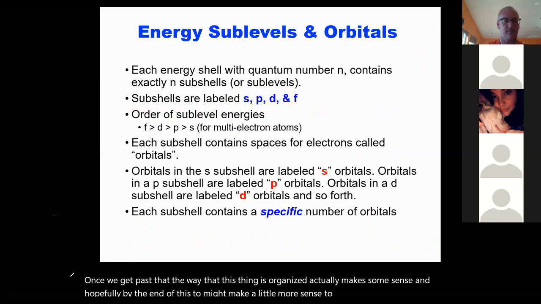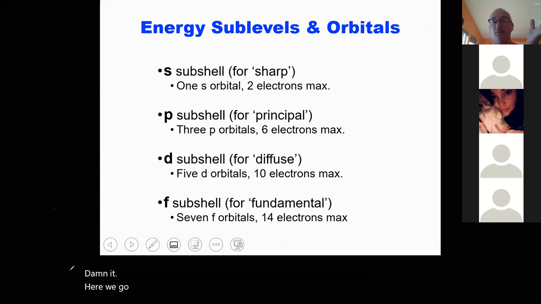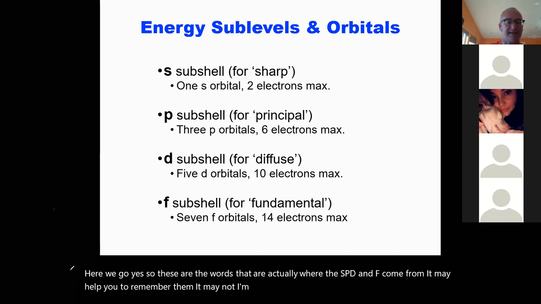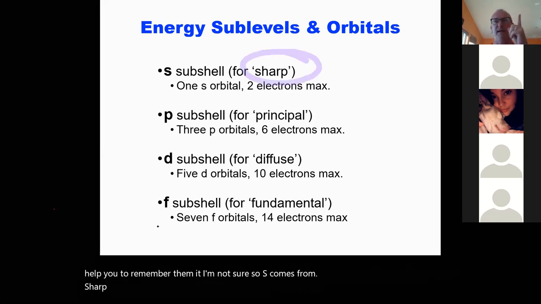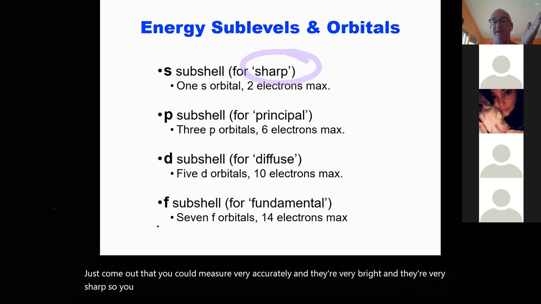Yeah, so these are the words that are actually where the S, P, D, and F come from. It may help you to remember them. It may not. I'm not sure. So S comes from sharp. And I think it's because as electrons move from one S level to another, very defined waves come out that you can measure very accurately. And they're very bright and they're very sharp. So you can see them easily.